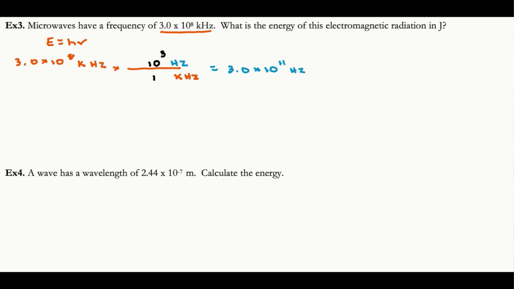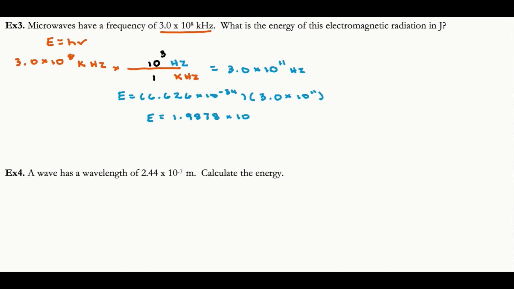Now I can plug this frequency value in to determine my energy. So energy is going to be Planck's constant times my frequency, which is 3.0 times 10 to the 11. And so the energy I get here, unrounded, is 1.9878 times 10 to the negative 22nd.